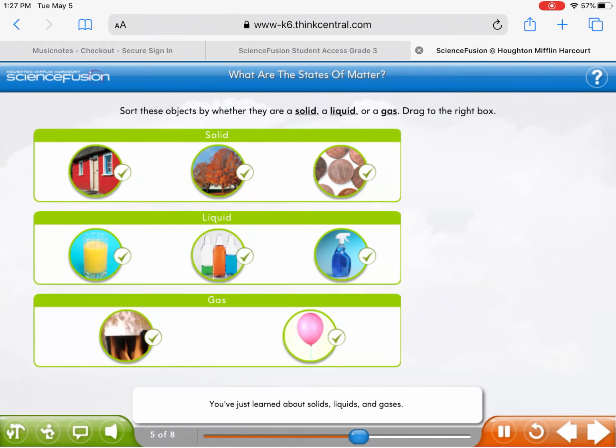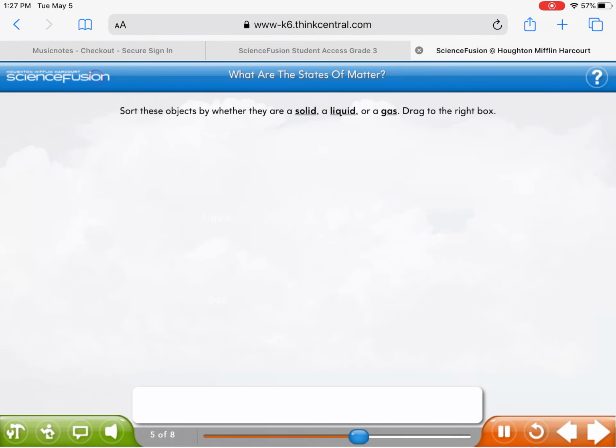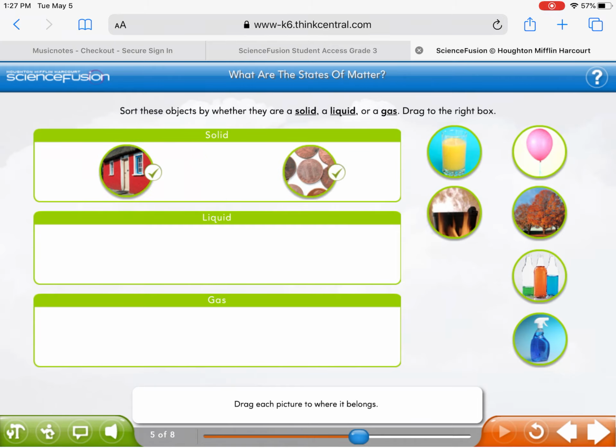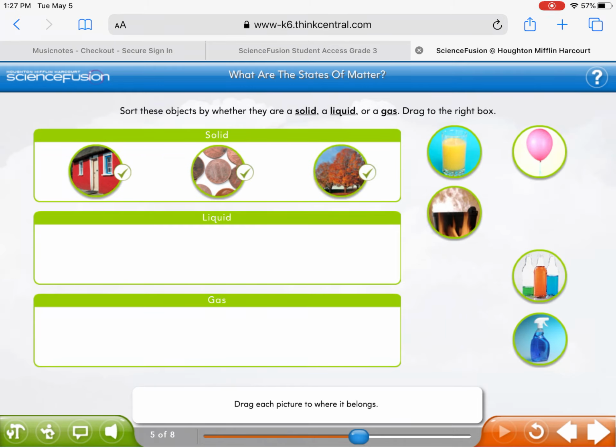You've just learned about solids, liquids, and gases. Now take a look at these objects. Can you put them in the right category? Drag each picture to where it belongs. So if it's a solid, it has a definite shape and volume. So the house doesn't change shape, pennies don't change shape, trees don't change shape, besides losing their leaves.